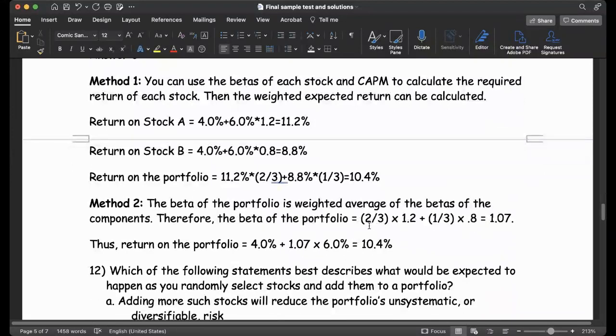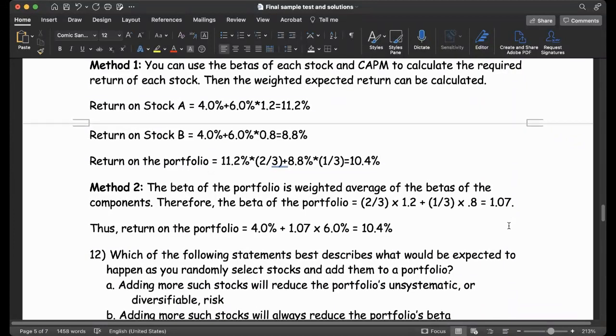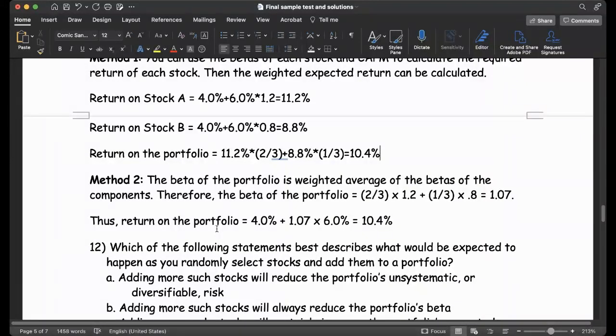Using the two weights, 2/3 and 1/3, multiplying by the two betas, 1.2 and 0.8, we get the portfolio beta as 1.07, which we already solved in question 10. Then we apply the portfolio beta to the CAPM model to directly calculate the return of the portfolio, which is the risk-free rate 4% plus the market risk premium 6% multiplied by the portfolio beta 1.07. So the return on the portfolio is 10.4%.